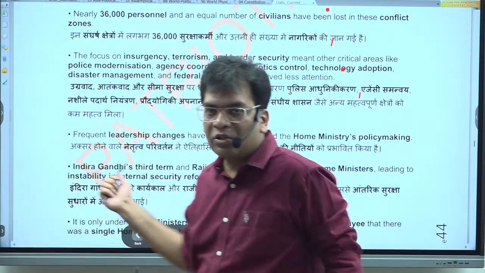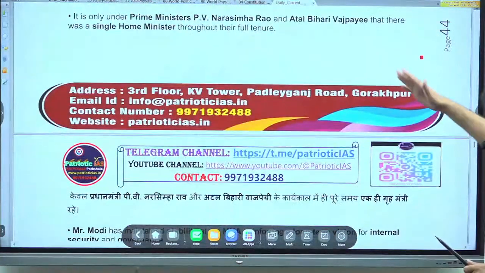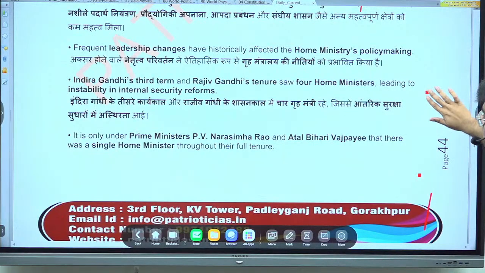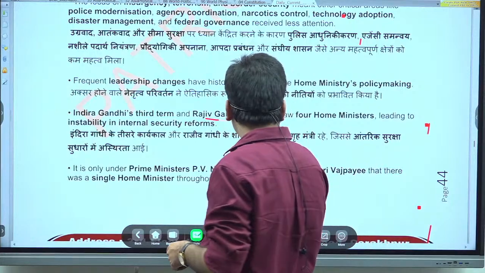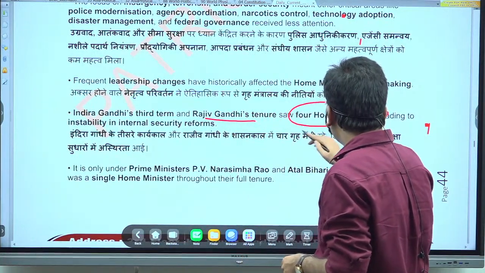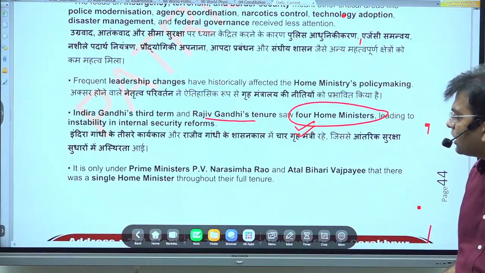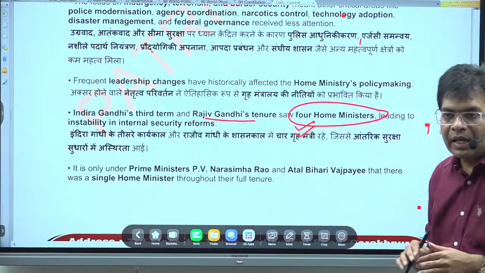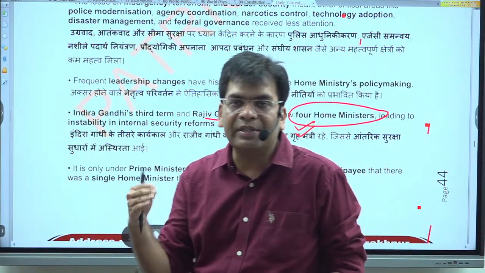So in the news, it has been discussed that under Prime Minister Indira Gandhi and her son Rajiv Gandhi, there was so much change in the Ministry of Home Affairs, and it is due to this change. Four home ministers were changed under Rajiv Gandhi and Indira Gandhi, and due to these changes, a concrete, integrated continuity in the policy was not there.